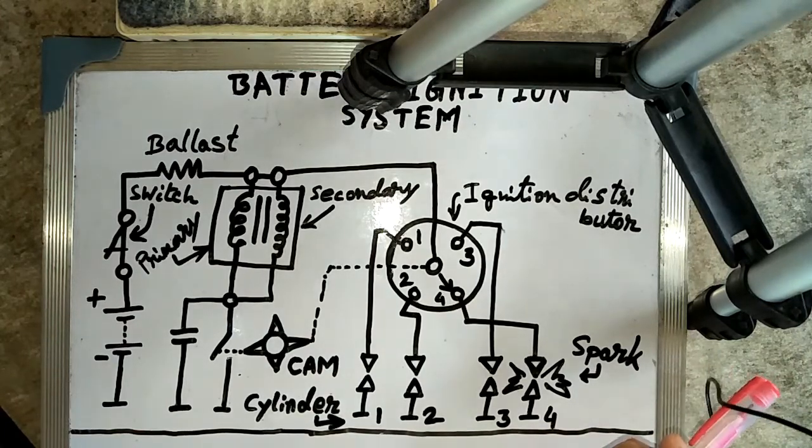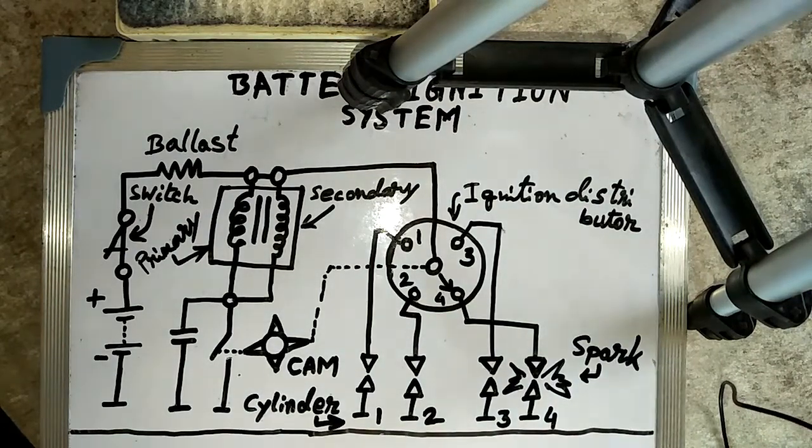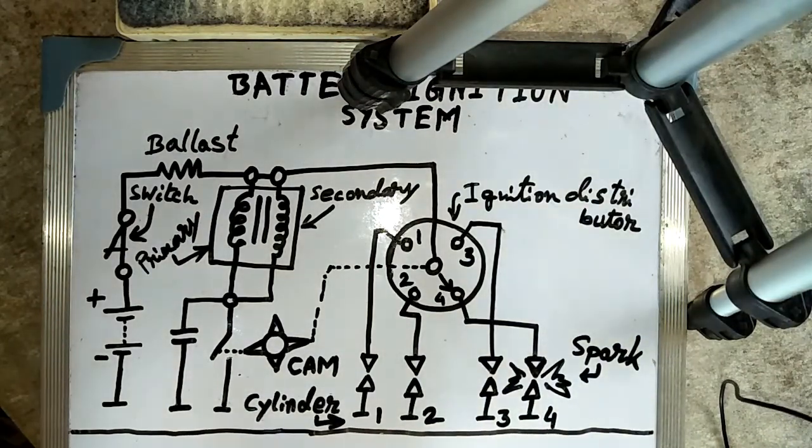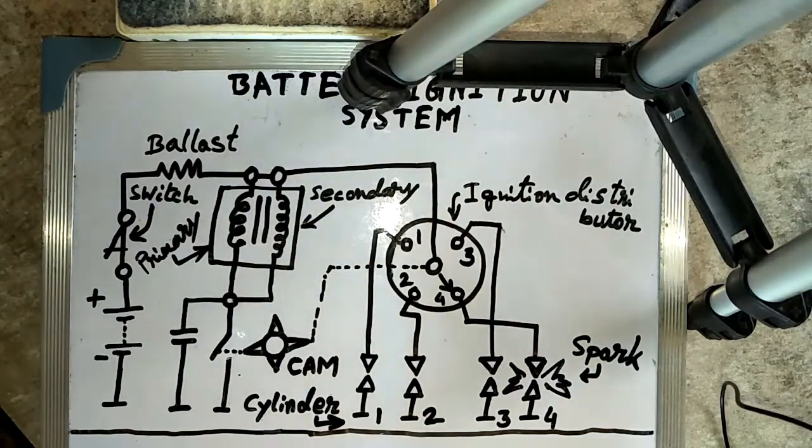When the breaker point opens, the current which had been flowing through the point now flows into the condenser, which is connected across the point. The condenser becomes charged and the primary current falls, and the magnetic field collapses. Okay, the collapse of the magnetic field induces a voltage in the primary winding.